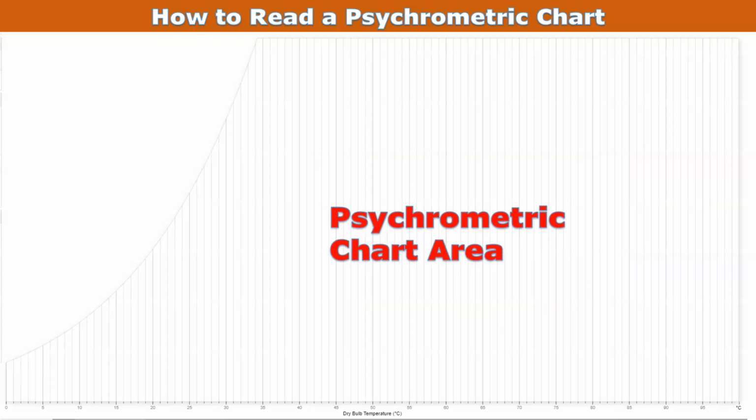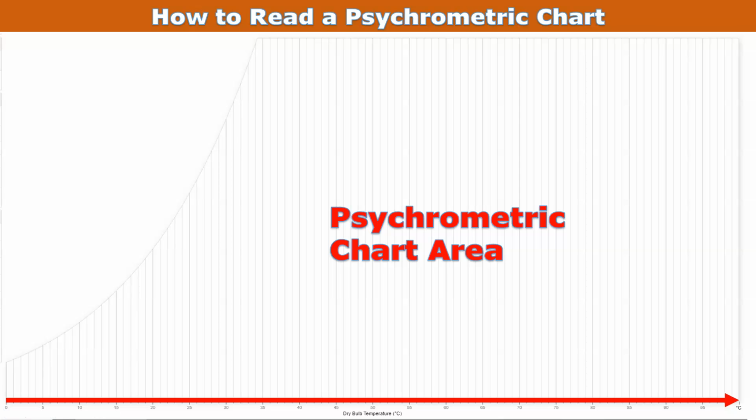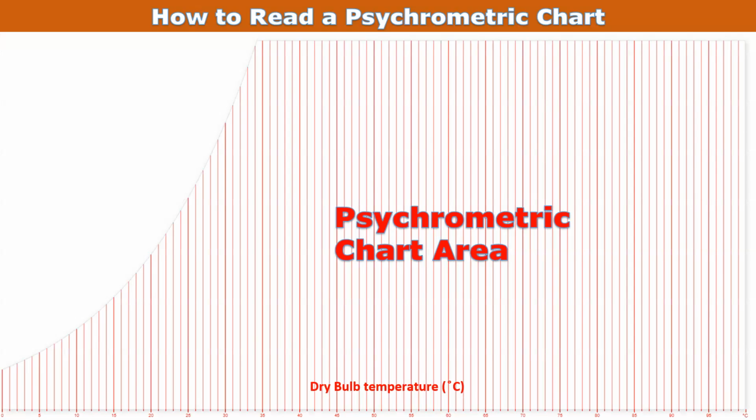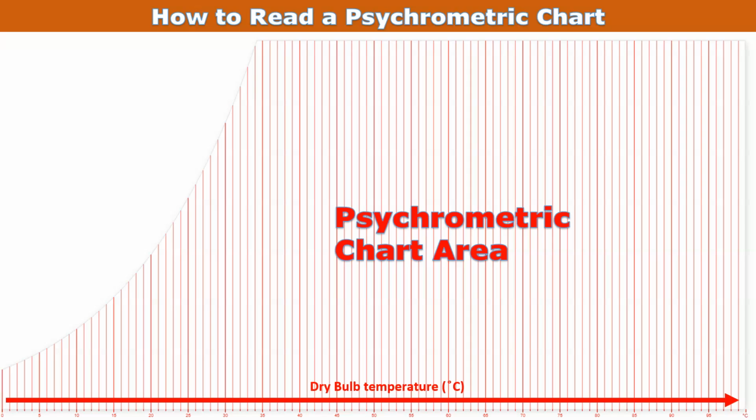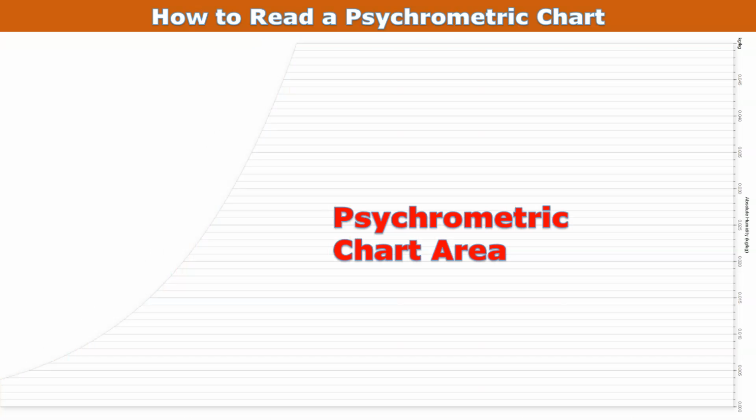Now if you look at the bottom, the x-axis, this x-axis represents dry bulb temperature. Generally dry bulb temperature is given in degrees centigrade or degrees Fahrenheit. So the x-axis represents dry bulb temperature. And here you can see that a vertical line is coming from the x-axis. So each vertical line represents dry bulb temperature.